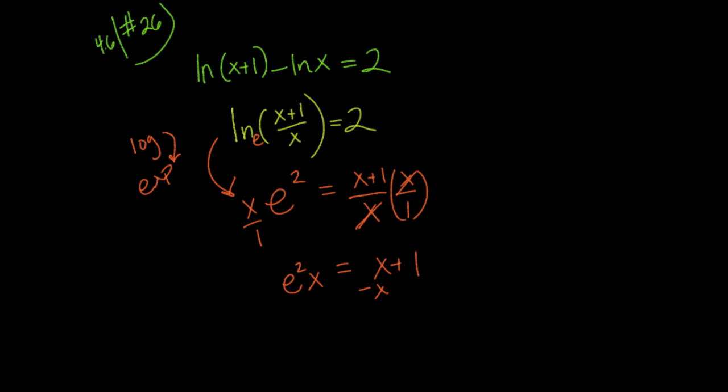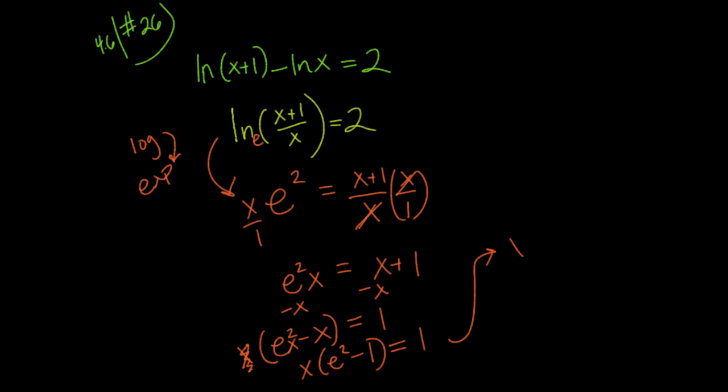So if you subtract x from both sides, you have e squared x minus x equals 1. I'm going to factor out an x on the next step, not on that one. So x times (e squared minus 1) equals 1. Now we can say that x is equal to 1 over e squared minus 1.